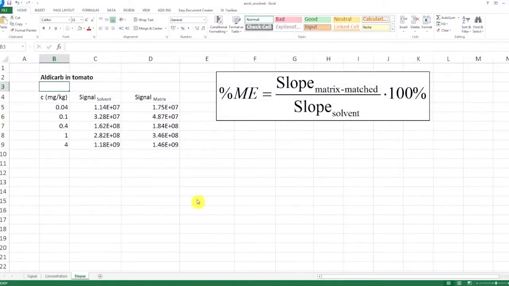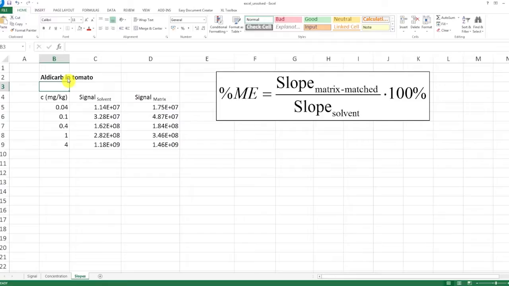In the last example, we are going to see how to calculate matrix effect based on calibration graph slopes. So here we have an example of aldehyde carbonylases in tomato. And the aim here is to give the matrix effect value over several concentrations, not only on one concentration level, as was previously done in the previous examples for metacarb sulfoxide. So to give the matrix effect value over different concentrations, we need to have data on different concentrations.